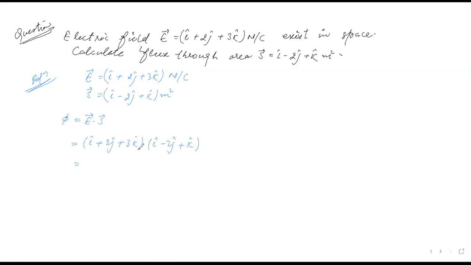Remember, here the same type of unit vectors will multiply. When I multiply I with I, you get 1. 2J and minus 2J will be minus 4. And 3K and 1K will be 3. It is 1 minus 4 plus 3. Finally, you get phi is equal to 0. I mean the net flux through this area due to this electric field is 0.